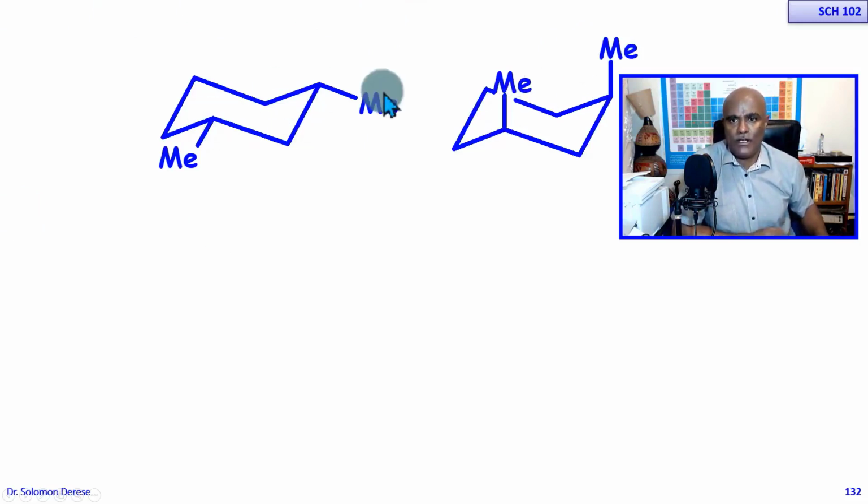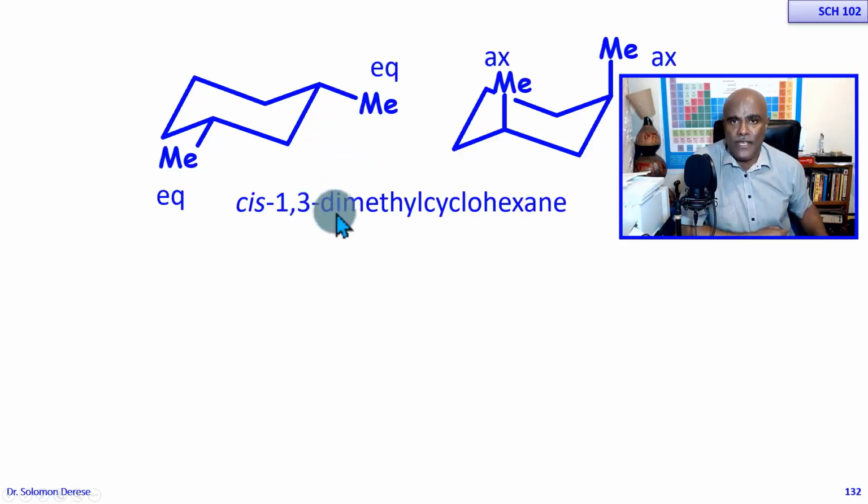Of course, as I told you, when a ring flips, equatorial becomes axial. So these were equatorial in here. When the ring flipped, they became axial. So these two are basically the same molecule. And then if you look at this methyl and this methyl, both of them are facing up. They are in the same direction of the ring. Even here, this one faces down, this also faces down. They are in the same direction of the ring. Both of them are cis-1,3-dimethylcyclohexane.